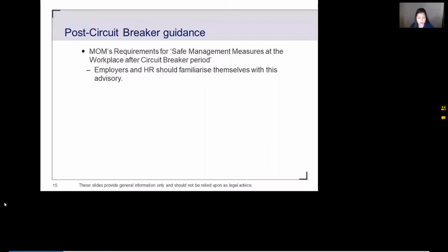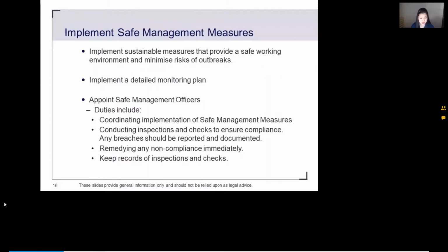Now we're looking at some of the measures which employers are advised to implement as they resume business. Firstly, safe management measures. Employers are required to implement what they've been calling safe management measures. The exact type of safe management measures may differ slightly depending on the different workplace settings. For example, if it's a customer-facing business or operation, employers and customers should be encouraged to wear masks. The use of self-checkouts or contactless payments should also be encouraged.